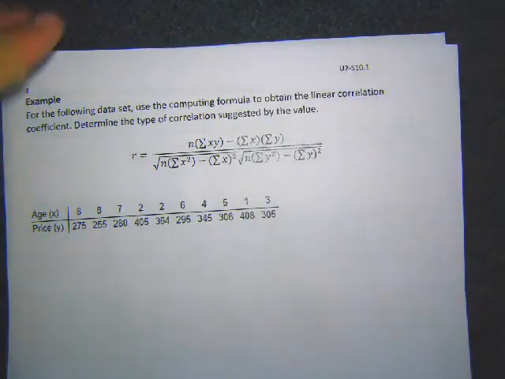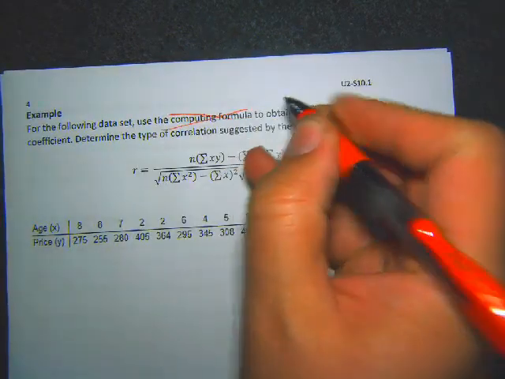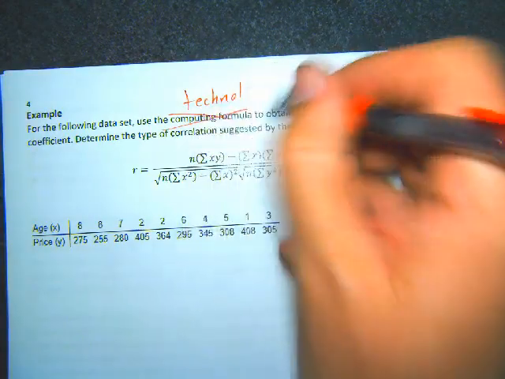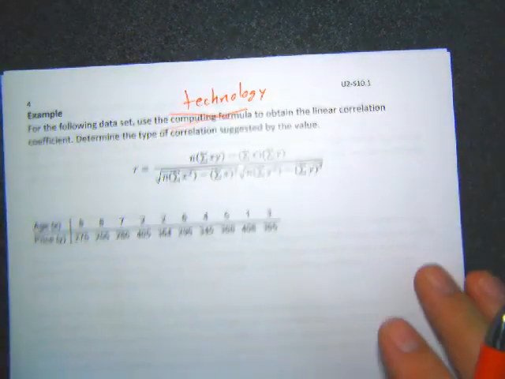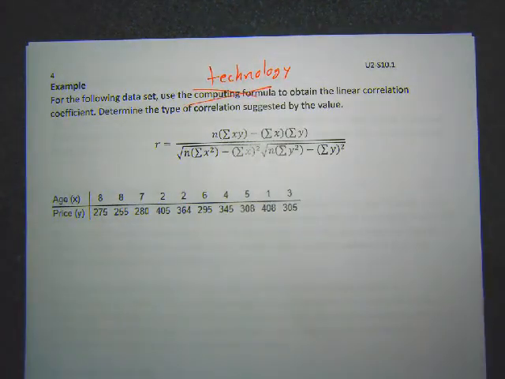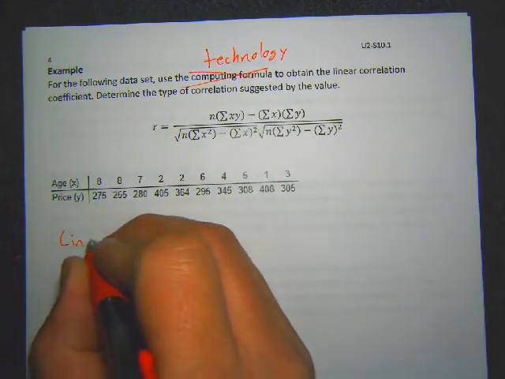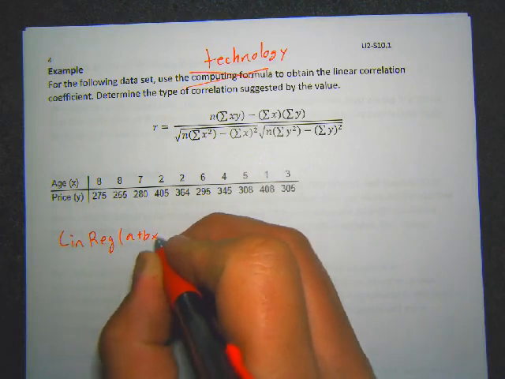Okay, again, we're not going to actually use the formula, so let's skip that. It says use the computing formula. Let's use technology instead, because the computing formula is super tedious. It's a lot of calculations, and there's nothing I'm going to make you use it on, so you might as well just use technology instead. So we're going to actually use the LinReg(a+bx). That's the thing we're going to do.